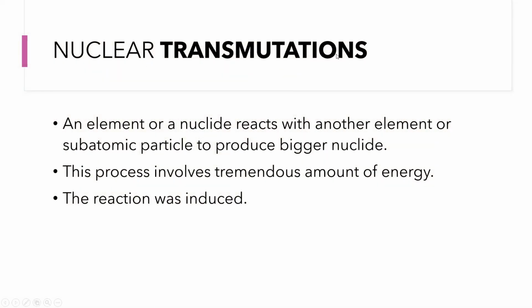Okay, next, nuclear transmutation. Here, an element or a nuclide combines with another element or subatomic particle to produce a bigger nuclide, just like what we saw earlier. I didn't edit it, sorry. This process involves a tremendous amount of energy. The reaction was induced, but it can also happen naturally. Why? Because this nuclear transmutation reaction is already happening on the surface of the sun.